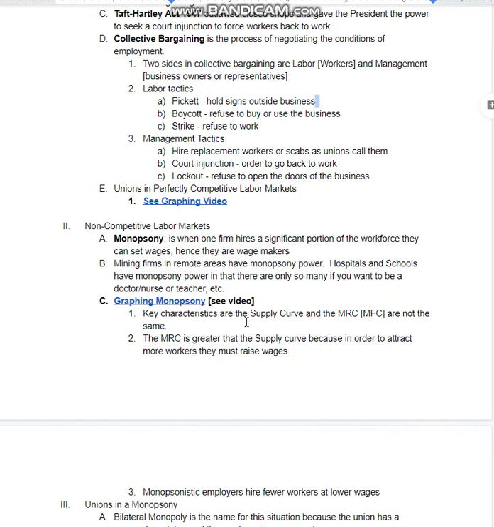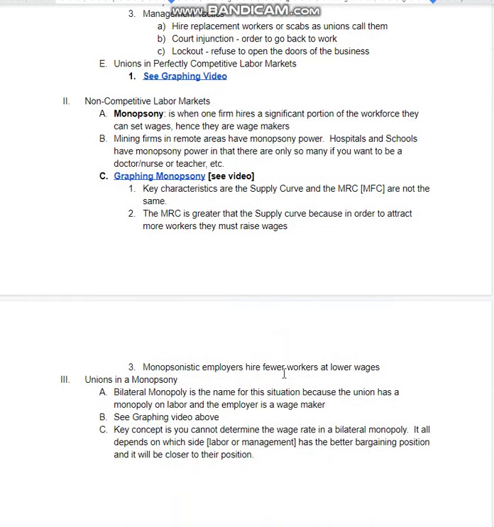Now, in the graphing video I'm going to show you, or that you can watch, the key characteristic is the supply curve is not the same as the marginal resource cost curve. And the reason for that is in order to attract more workers, they must raise wages. And when they do that, they are essentially raising their costs, their marginal resource cost. So their marginal resource costs will be greater than they would in any other market because they have to raise wages to attract workers.